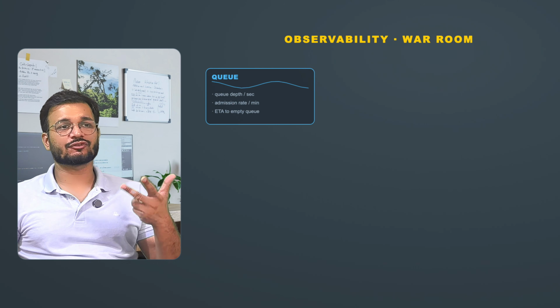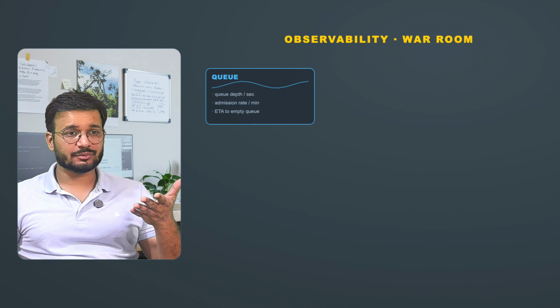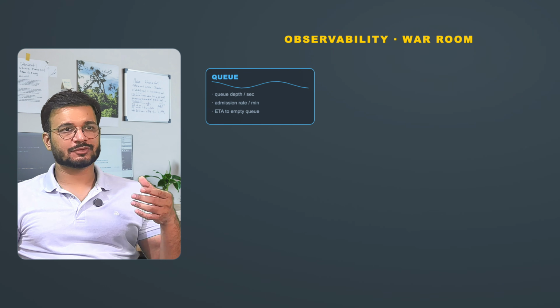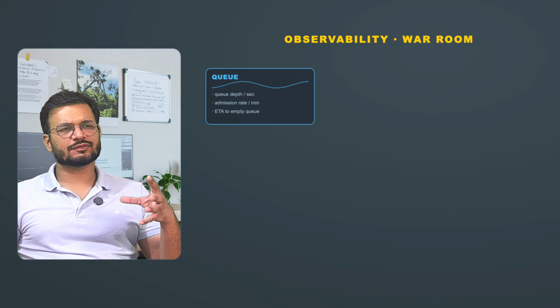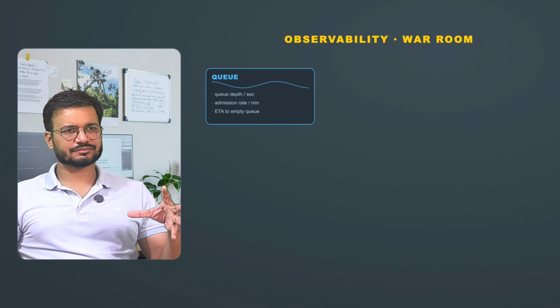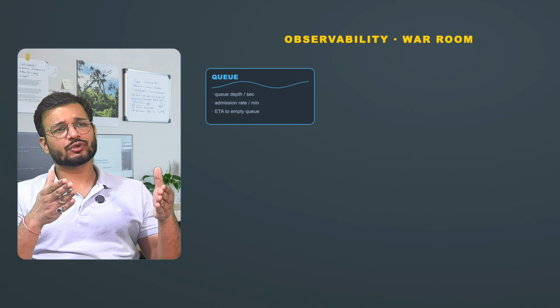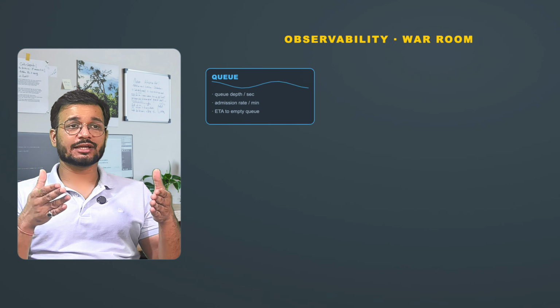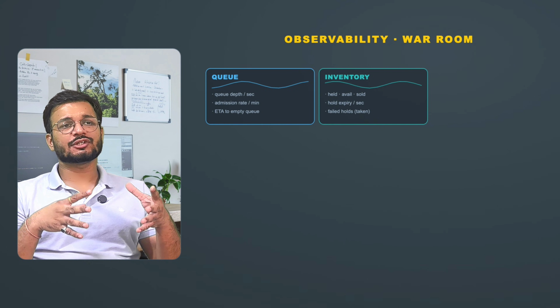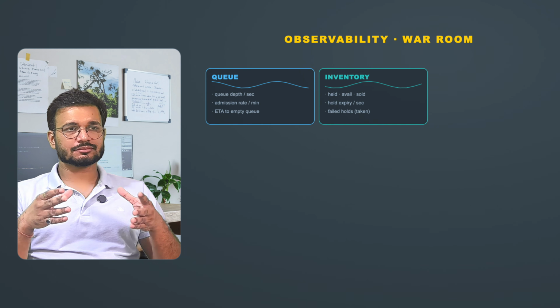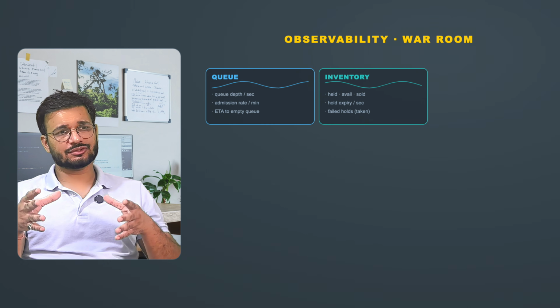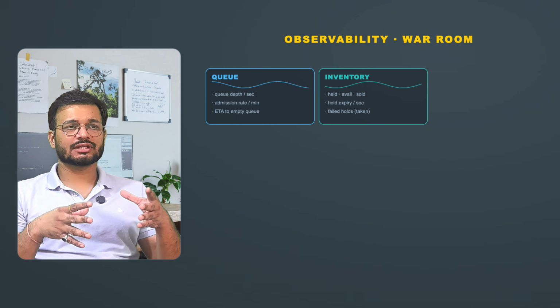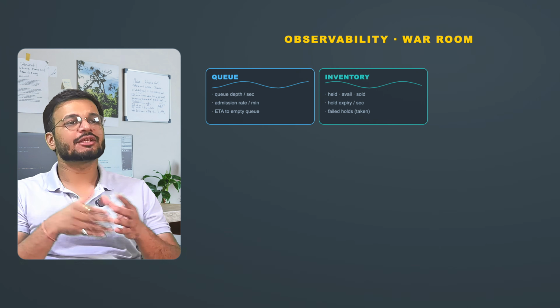The key metrics we want to measure are the queue metrics, the inventory metrics, the checkout metrics, the fraud metrics, the infrastructure metrics, and the alerting. I'll give you a brief about each of the metrics. In the queue metrics, we measure the queue depth per second. Then we measure admission rates, which tells the users admitted per minute. Then queue join rate versus the admission rate. Then we talk about the estimated time to empty queue.